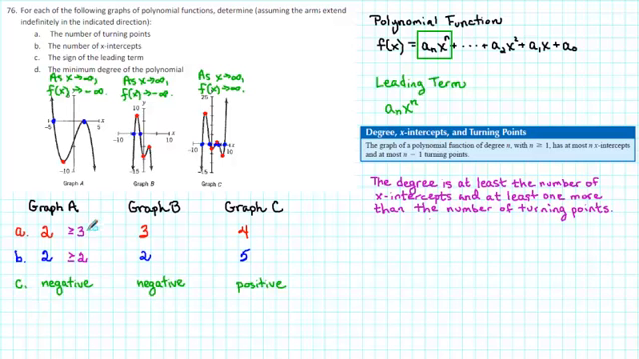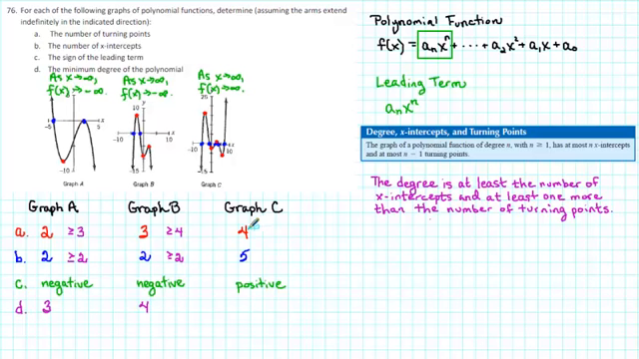Since the degree has to be at least 3 and at least 2, we take the larger of these two values as the minimum degree of the polynomial. For graph B, the number of turning points is 3. Therefore, the degree of the polynomial has to be at least 4. The number of x-intercepts is 2, so the degree has to be at least 2. Since 4 is the larger of these two values, the minimum degree of the polynomial is 4.